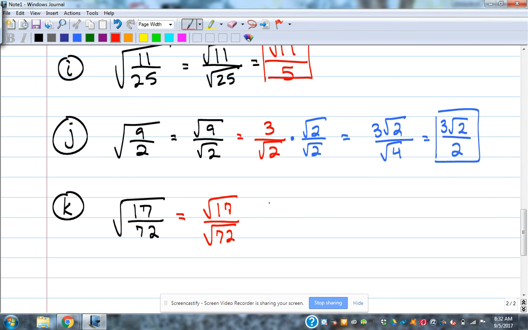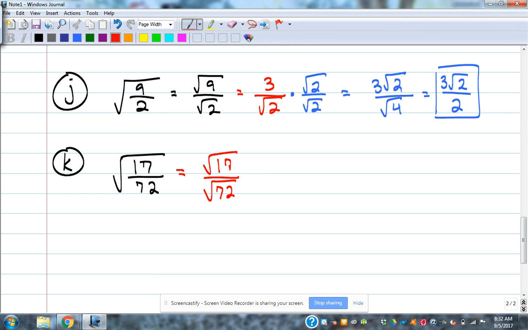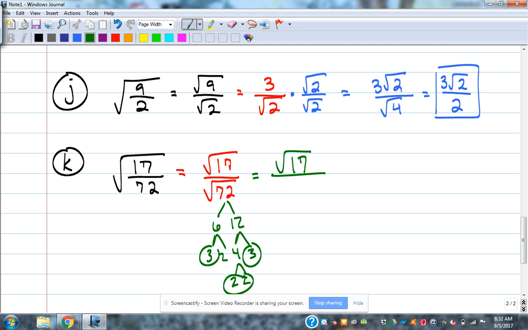All right, so we want to simplify those. Square root of 17 does not simplify, so it's going to stay on the top. The bottom part, 72, that's what, 6 times 12? 3 and 2, 4 and 3, 2 and 2. So we got a pair of 2's and a pair of 3's. So that's going to be 6 radical 2, because there's that 2 left over right there.